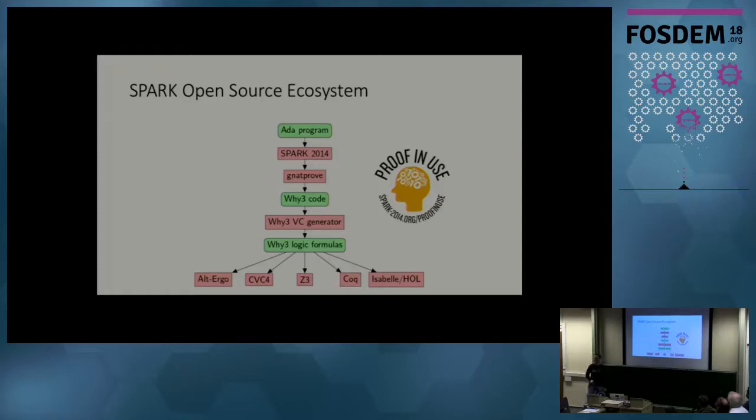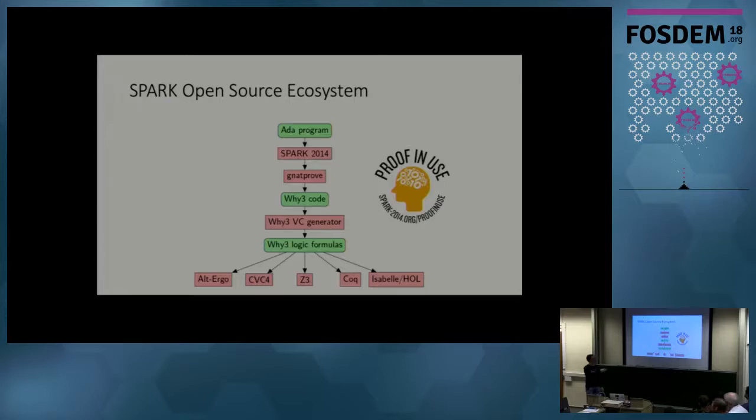So what we built during this Hi-Lite project is this ecosystem of open source tools. We built our own ecosystem based on building blocks. So Alt-Ergo, CVC4, Z3, Coq, Isabelle, all these are automatic provers here. They take formulas and say true, false, or I don't know. Others are interactive provers here, so they ask you for inputs and help you work out the proof yourself. And all of these have communities. Some of these, Coq for example, have a huge community, dozens and dozens of research institutes.